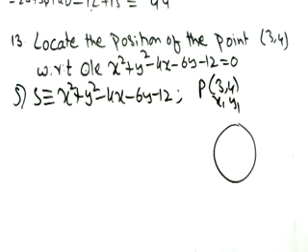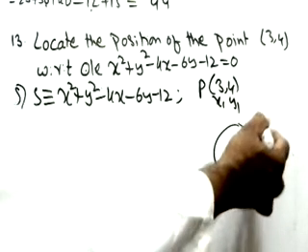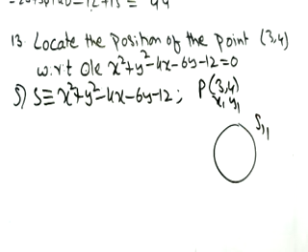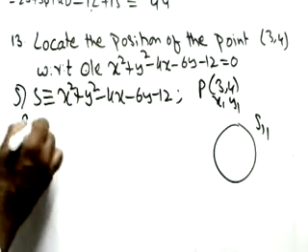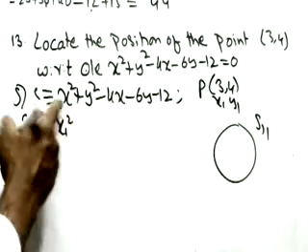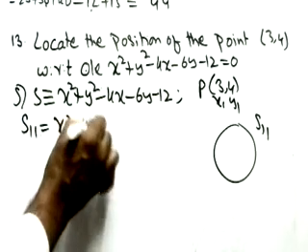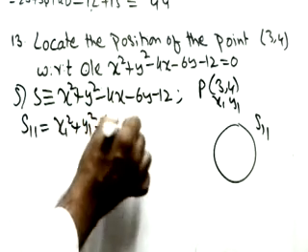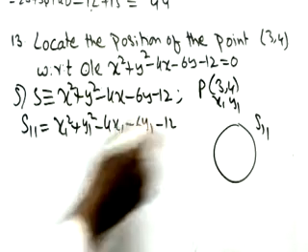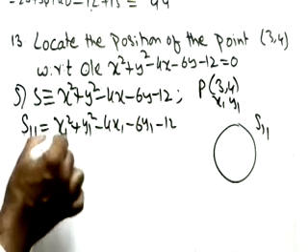How can we say the position of a point, whether it is inside the circle, outside, or on the circle? I will find S11. If greater than 0, it lies outside; if less than 0, it lies inside; equals 0, it is on the circle. So for that we have to find S11. In place of x, x1 square, y1 square, minus 4 in place of x, x1, minus 6 in place of y, y1, minus 12.